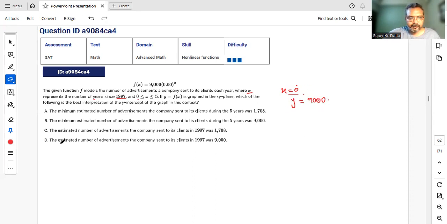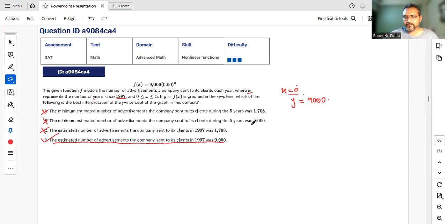So the minimum estimated number of advertisements during the 5 years, then the estimated number in 97 is 1708. None of them actually make sense. Here, this one is fine. The number of advertisements sent to its clients in the year 97 was 9,000. So that's the correct answer.